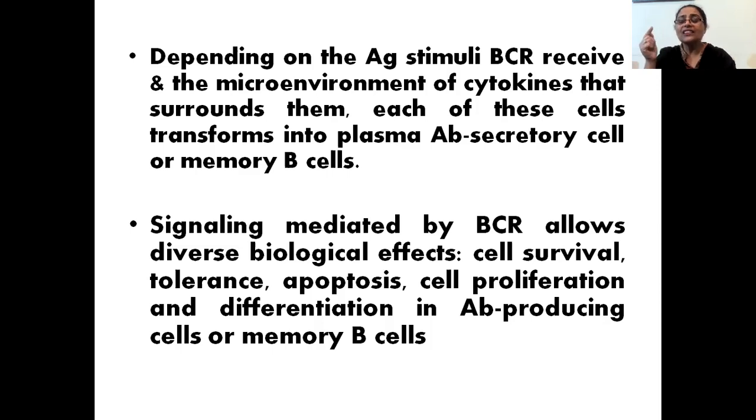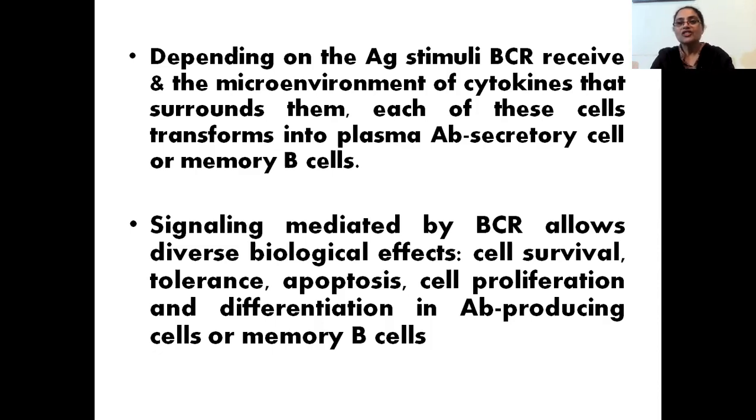So the antigen that is being encountered by the B cell receptor plus the microenvironment where this B cell receptor is present. In the secondary lymphoid tissues, where the mature B cell has entered, further development and proliferation will occur according to the antigen it is receiving and the microenvironment of cytokines or co-stimulatory molecules. So these B cells may be differentiated into plasma antibody secretory cells.